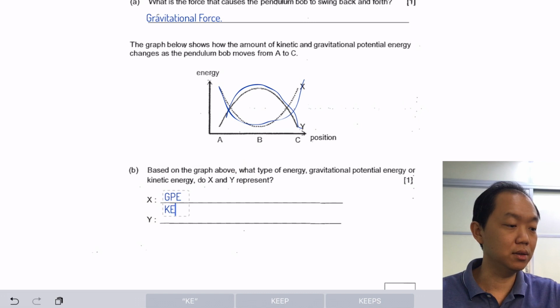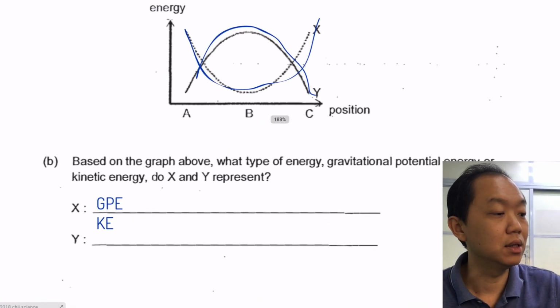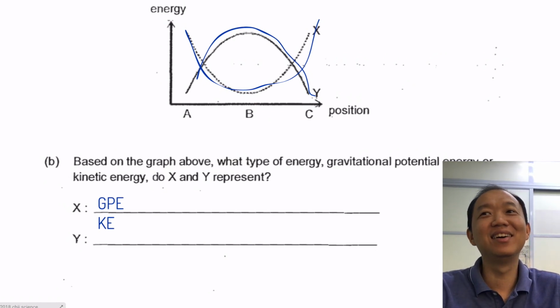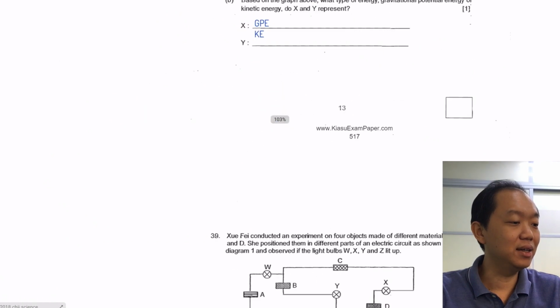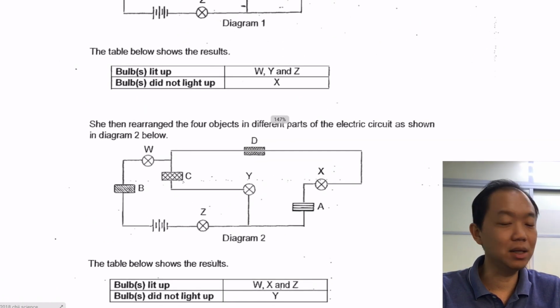In the exam you got to write it out. You cannot write KE and GPE over here because you may not know what is KE, what is GPE. You may think that KE is coconut energy or GPE is GoPro energy, right? So you must write out the whole thing. Okay, next. Okay, we do fast. Later we can do some other questions.